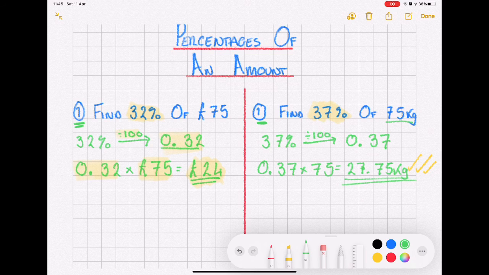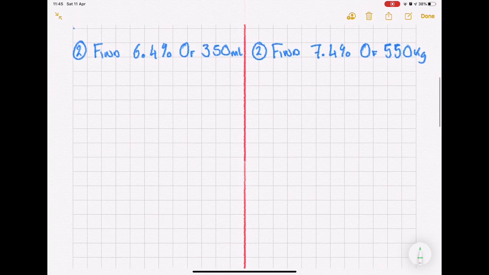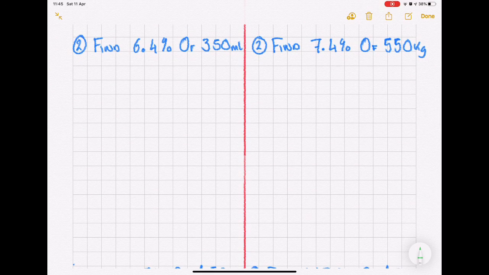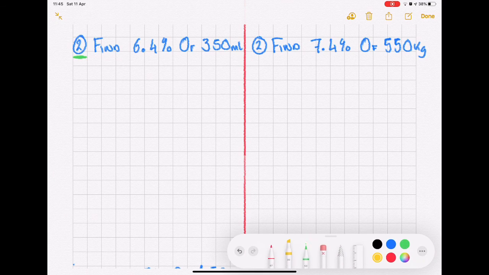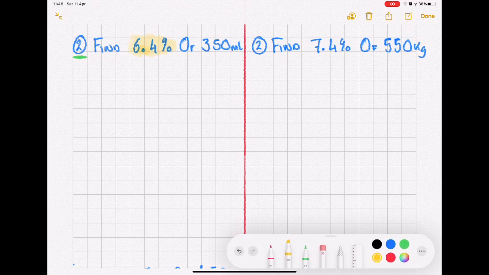Okay, and now we're just going to look at a second example that's a slight variation. Second example on the left-hand side. Find 6.4% of 350 millilitres. Now this question is slightly different to the one we were doing before, because our percentage has got a decimal in it. That's no worries. Let's start this off exactly the same way as we started off the other one.